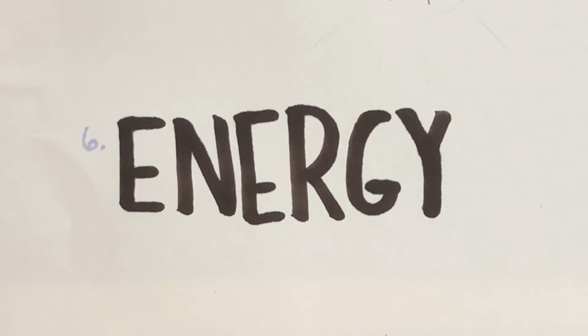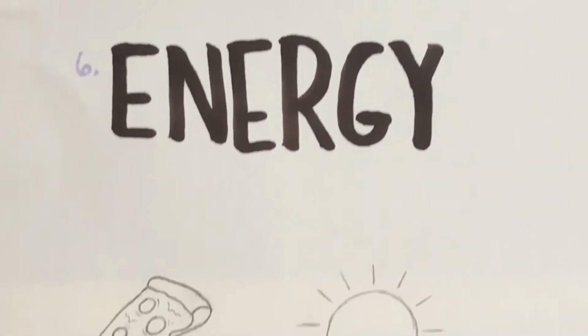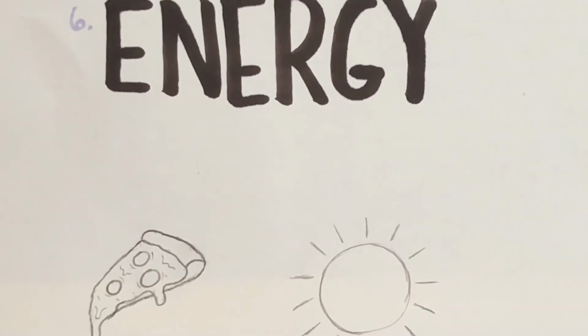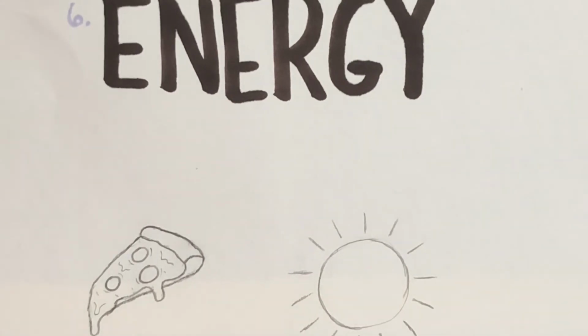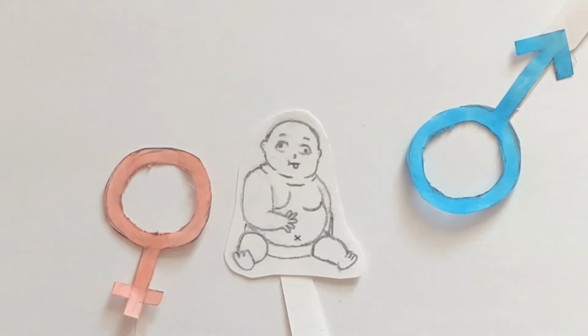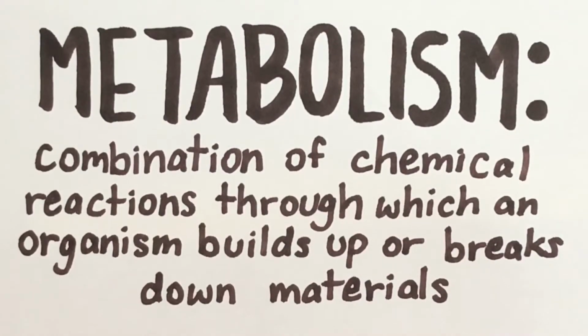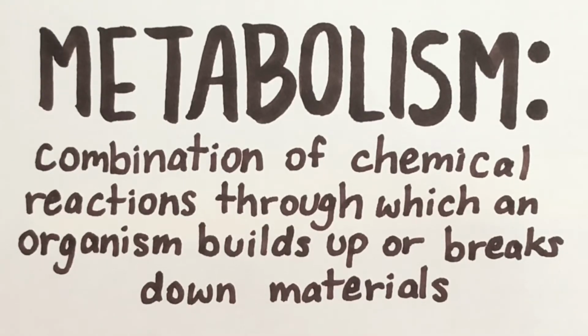Moving on, all living things need to take in energy, whether it be in the form of food or sunlight. They need this energy in order to do the things previously mentioned, aka develop and reproduce. The action of building up or breaking down materials is called metabolism. Metabolism basically converts food into energy.